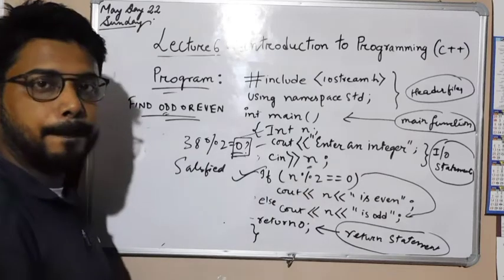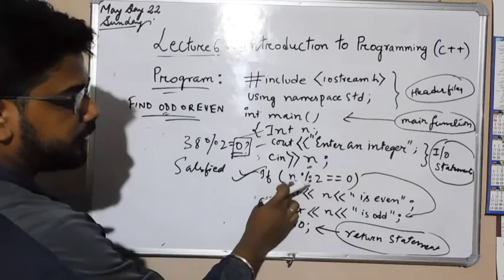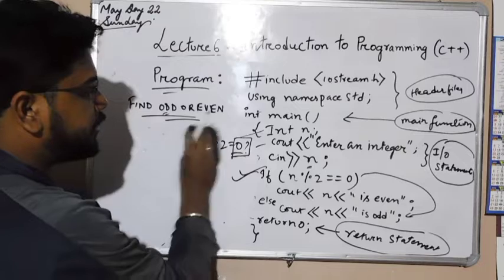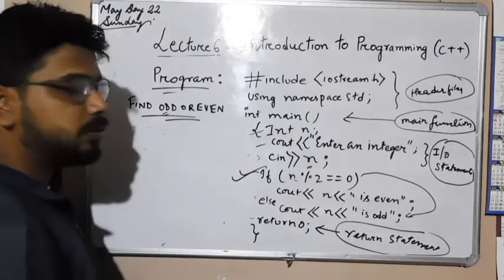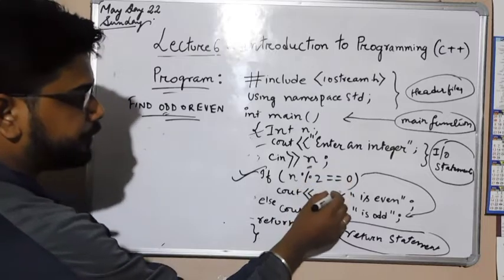Am I clear? I hope I am clear, students. First it will check whether 38 mod 2 equal to 0 or not. That means when you divide 38 by 2, the remainder should come as 0.